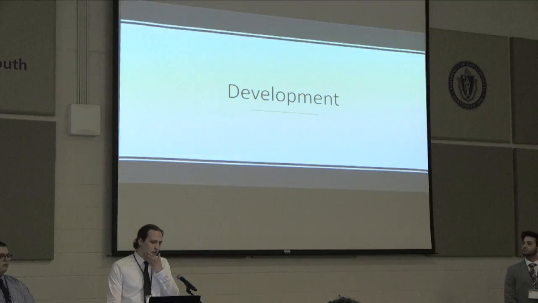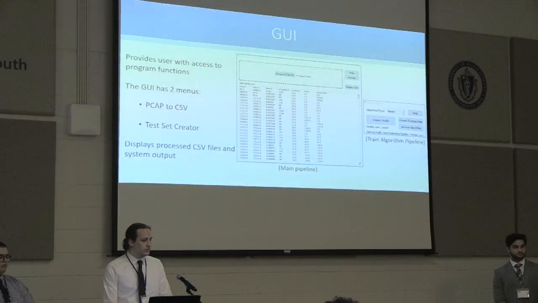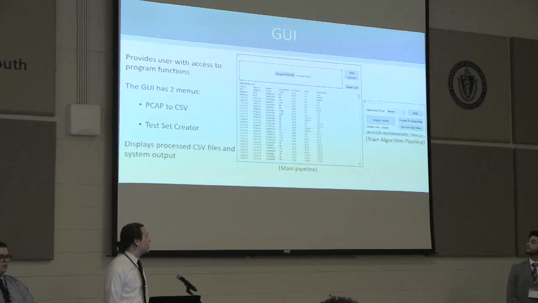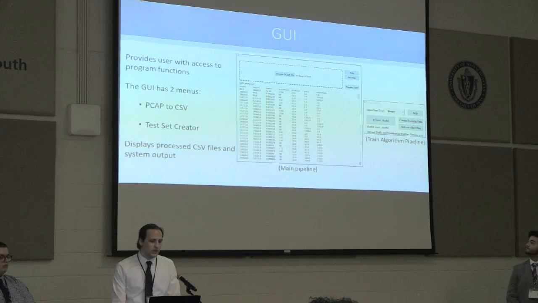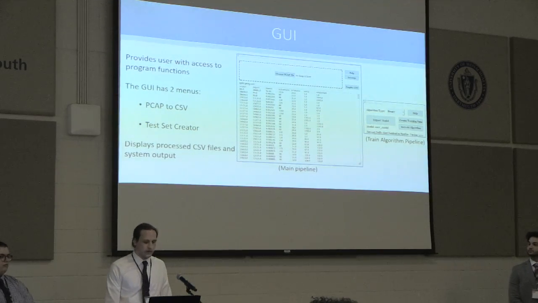Next, I'd like to get into the development of our project. So let's start with our GUI. The GUI has two menus, as you see here. It has the main pipeline and the Retrain Algorithm pipeline. The main function of our GUI is to just display the processed CSV files and system outputs in a clear, organized way.